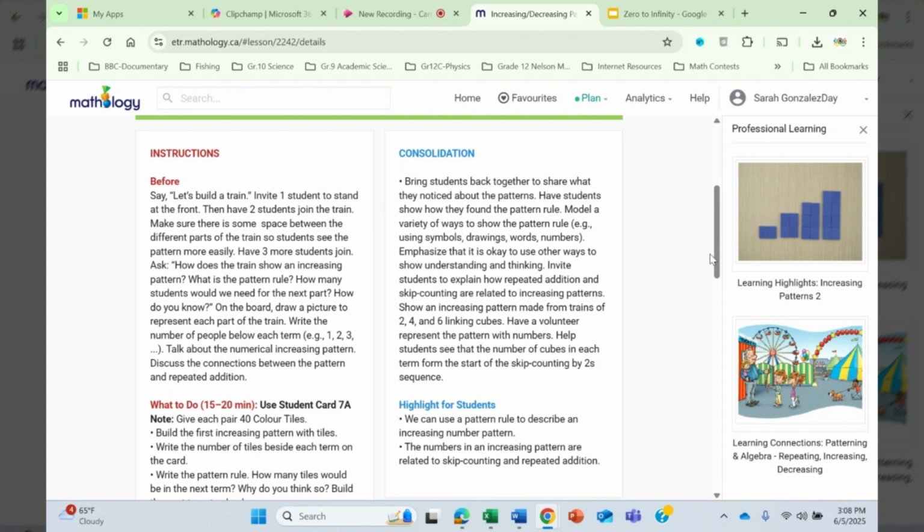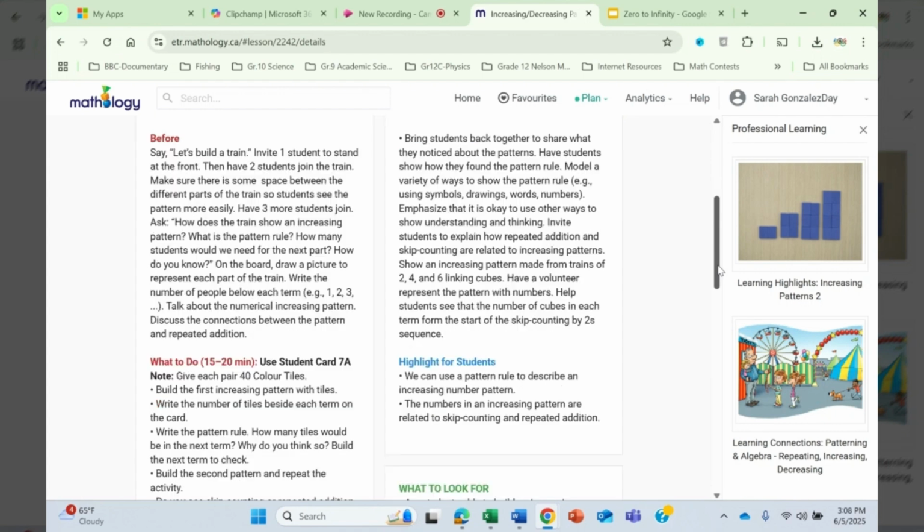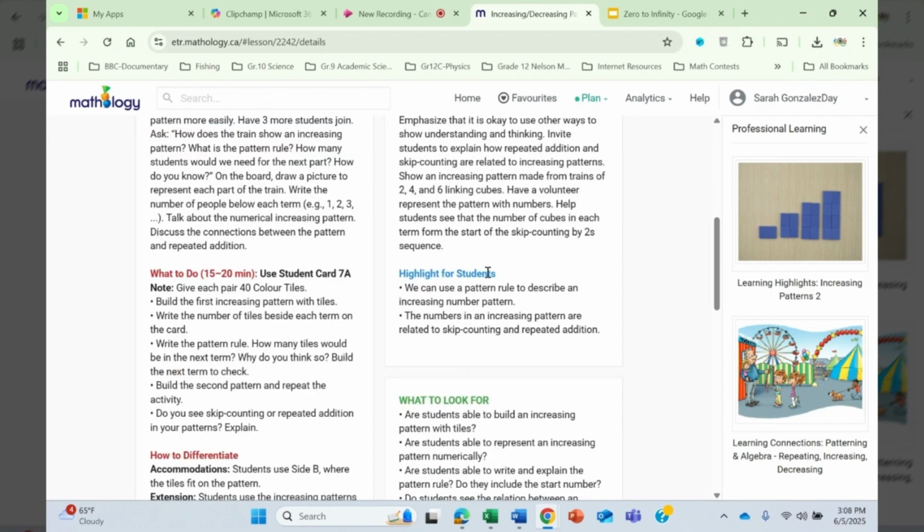And it tells you the important things you want students to get out of this. They put that under highlight for students, and those could be the success criteria that you use to determine if students have met learning goals.